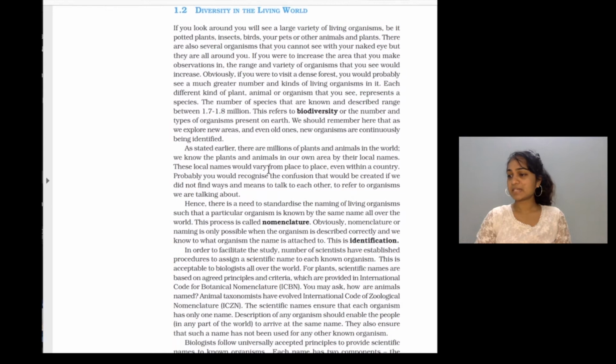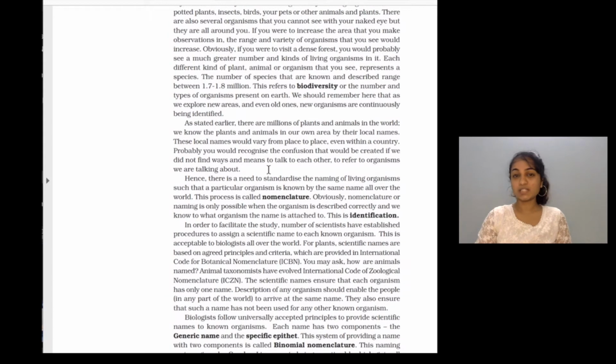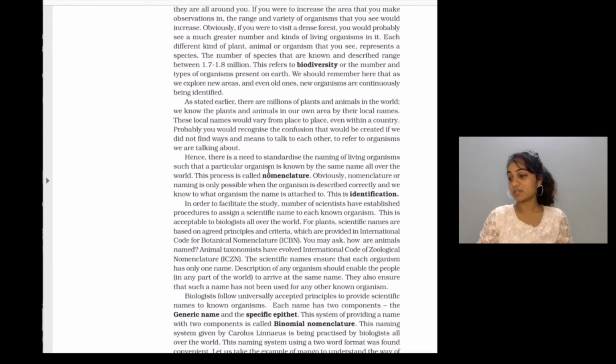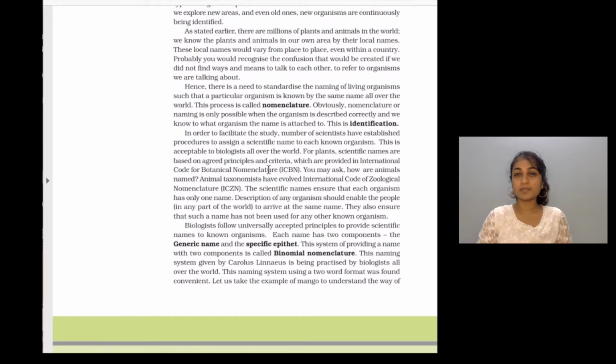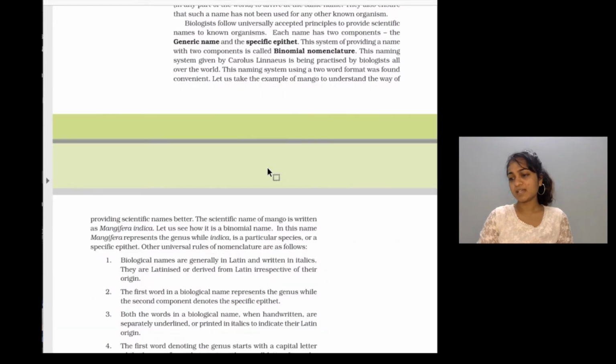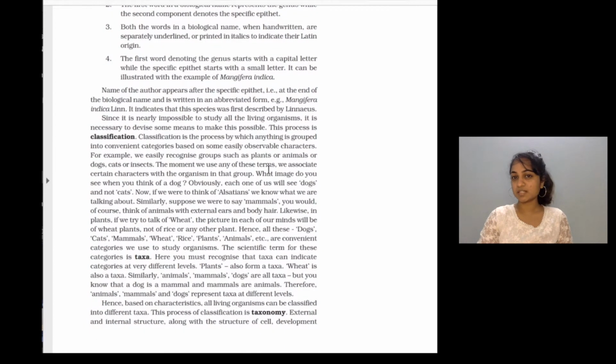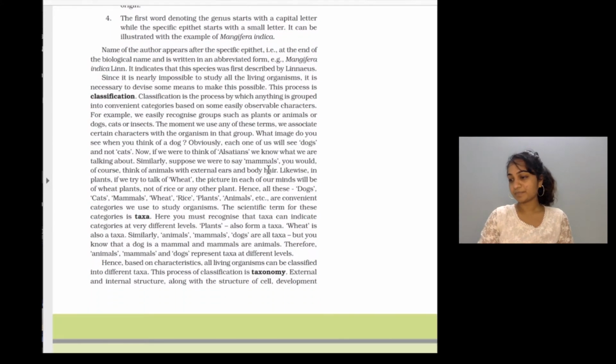And as I am skimming through this topic, I see there are some words that have been highlighted: biodiversity, nomenclature, identification. They sound like things to do with scientific naming or classification, I guess. We'll see what they could be about. Something about binomial nomenclature, that does ring a bell. Okay, ICZN and ICBN, something to do with codes for nomenclature. And here I see a list of rules for naming, something to do with biological naming of organisms probably.